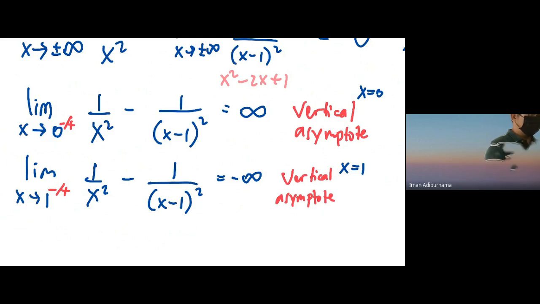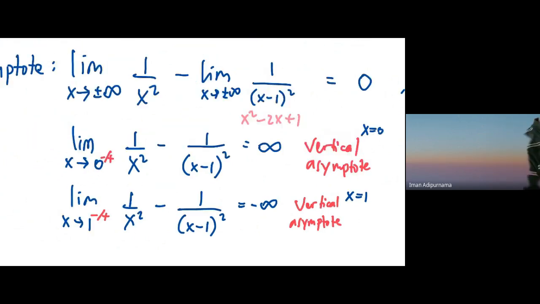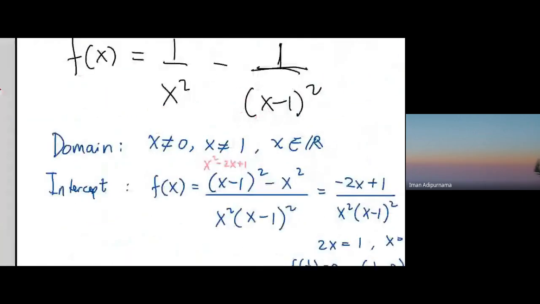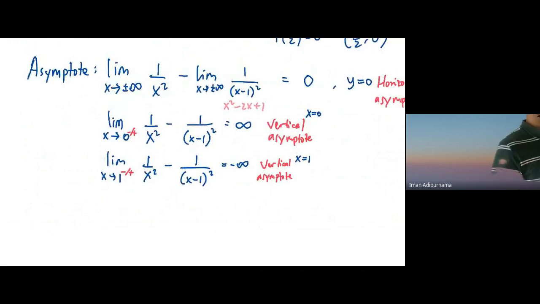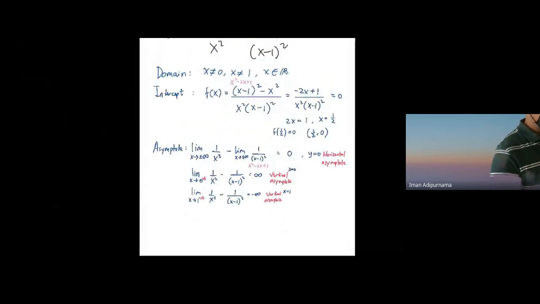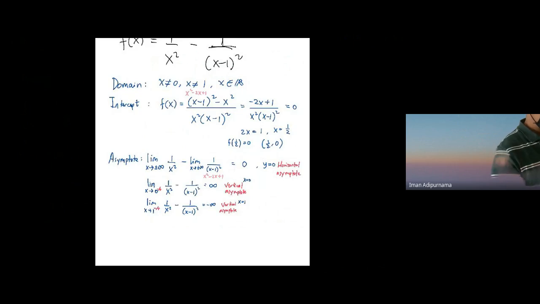Okay, so domain, intercept, asymptote, the next will be increasing and decreasing, and we can check with the first derivative. So we may need to differentiate the function. Let me check the function. Maybe I will move to the next slide. Okay, let me make a new paper. So let me write again. The function is 1 over x squared minus 1 over (x minus 1) squared.